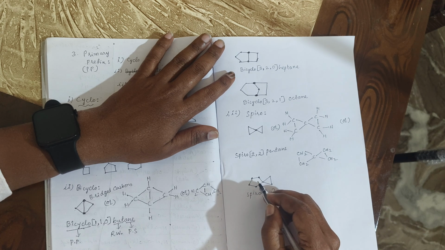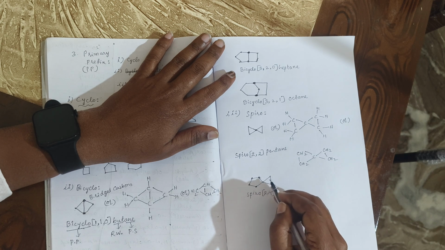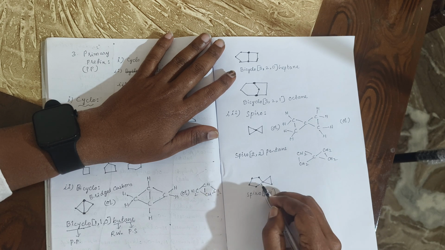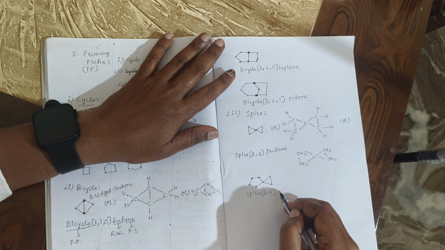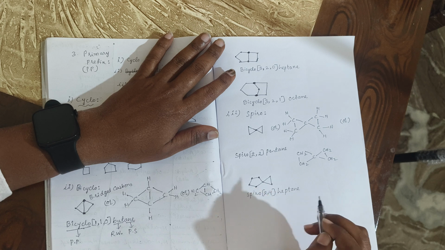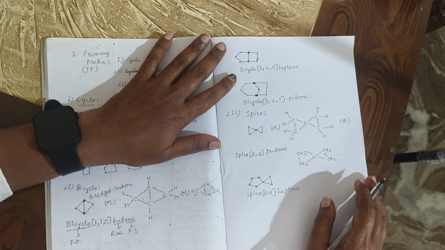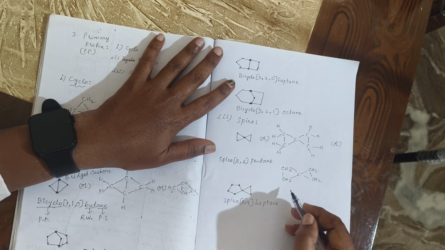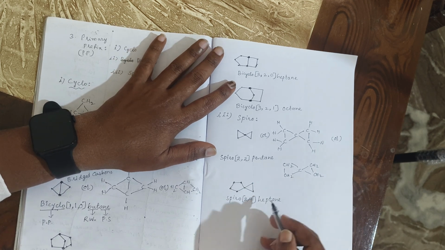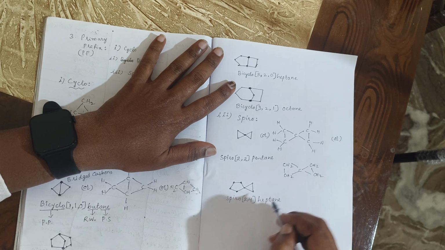Total how many carbons are here? Total 7 carbons: 4, 5, 6, 7. Therefore, spiro 2 comma 4 heptane. If you take one more compound here, in a very simple manner, just look at that.